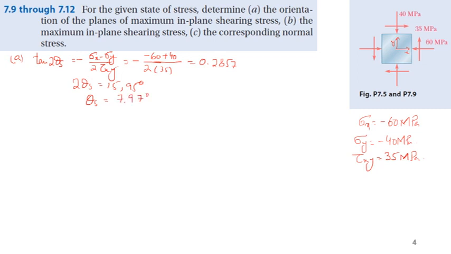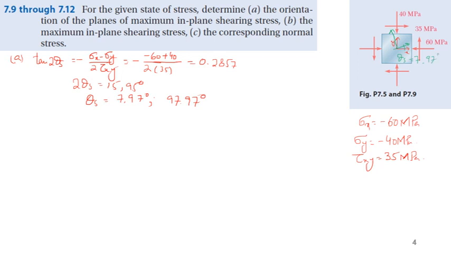The other will obviously be 97.97 degrees. The positive sign means if I rotate with this angle, this will be theta s, equal to 7.97 degrees. Positive means counterclockwise direction.